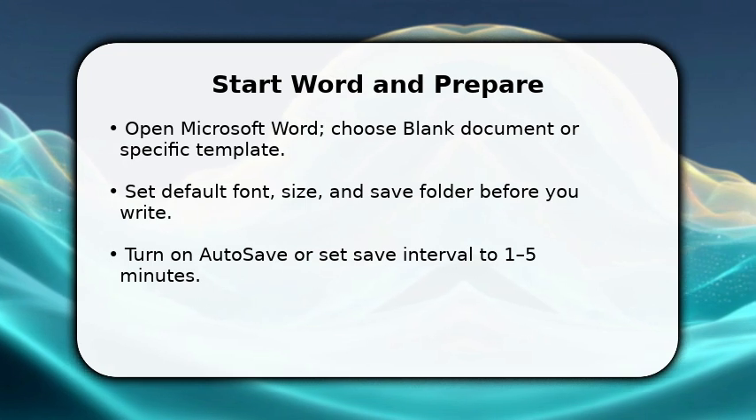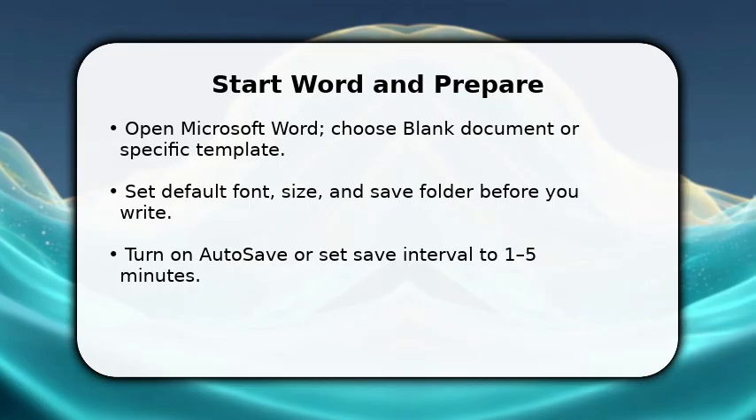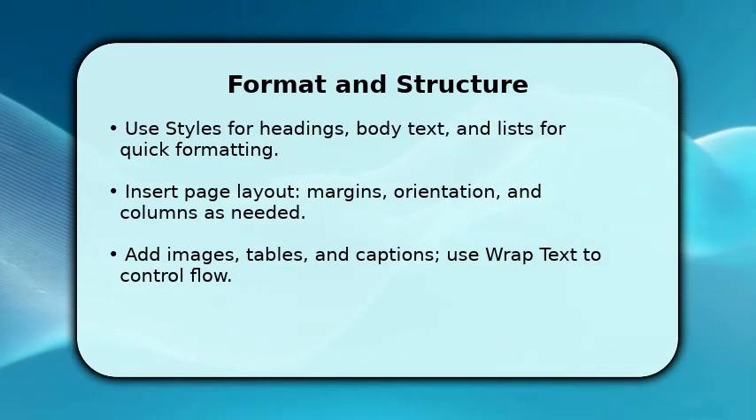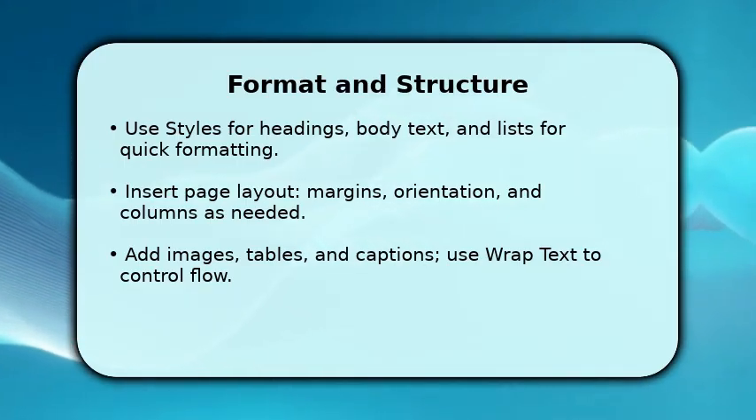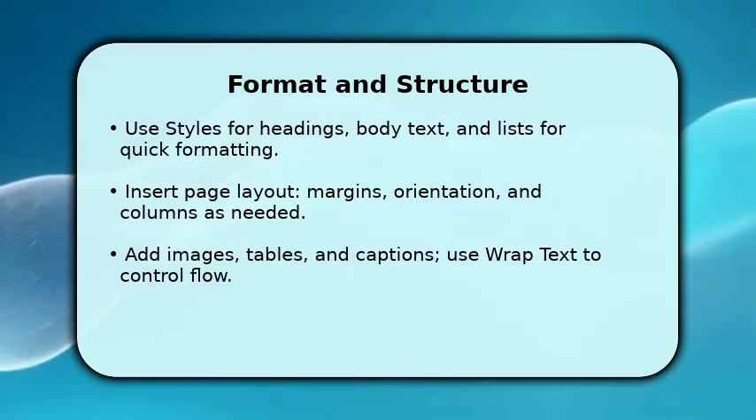You now build the document structure using styles and layout. Apply heading 1/2 for sections so navigation and table of contents work automatically. This reduces manual formatting. Next, adjust page layout, margins, orientation, and columns because layout affects readability and print output. Insert images and tables, then set wrap text and captions so visuals don't break paragraphs. Once these elements are placed, use the ruler.